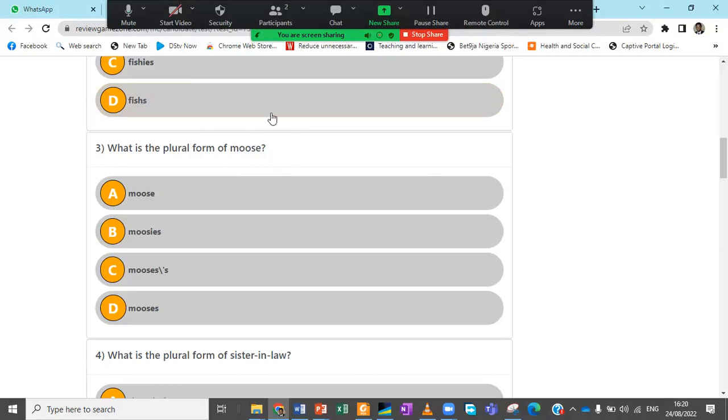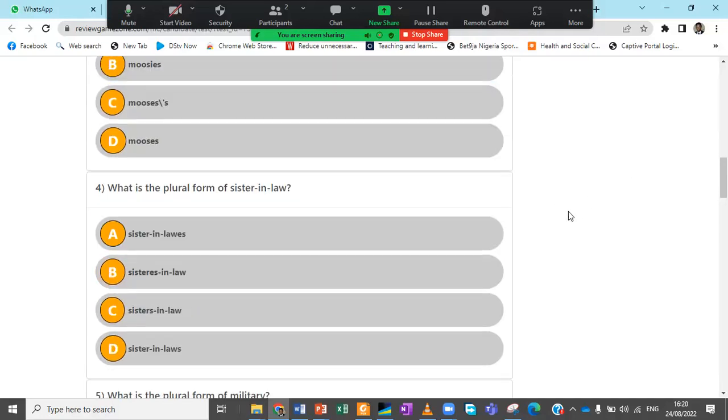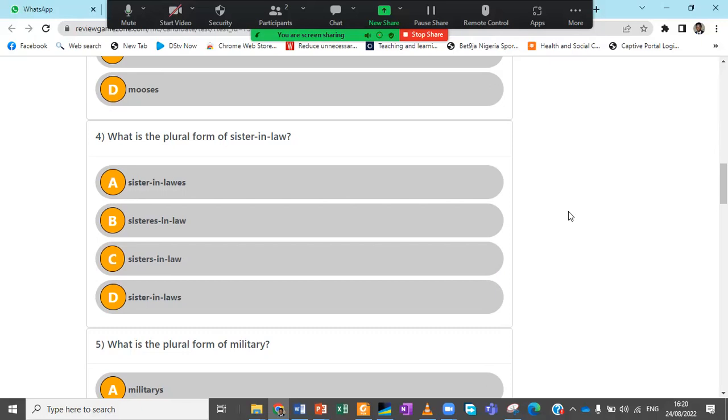You know this is an animal, right? Moose. Yes, the plural of moose is actually moose. Moose is moose. So number four.